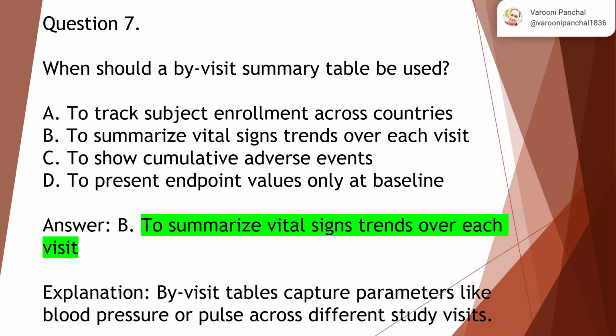Question 7. When should a by-visit summary table be used? Option A, to track subject enrollment across countries. No. To show cumulative adverse events. No. Option D says to present endpoint values only at baseline. No. So the correct answer is B, to summarize vital signs trends over each visit. By-visit tables capture parameters like blood pressure or pulse across different study visits.